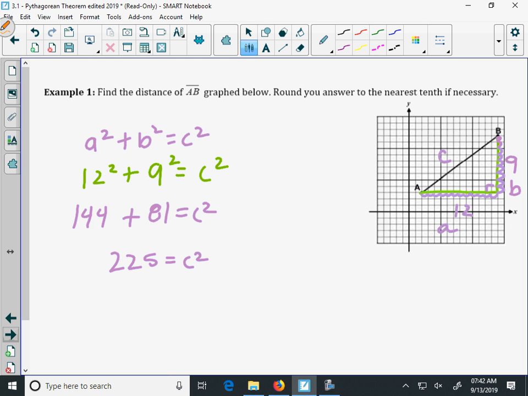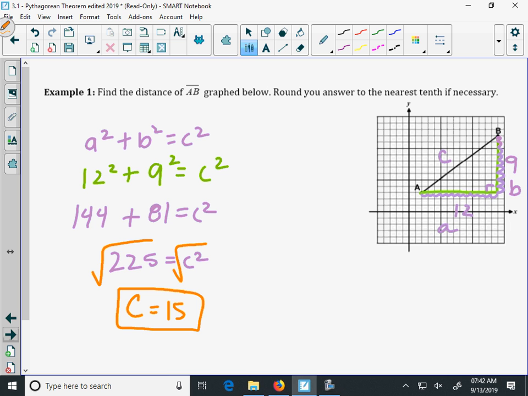Are we done? What do we still have left to do? Square root. So we take the square root. What's the square root of 225? So the length of this side is 15 units. 15 boxes. You just can't get that from counting. Square.